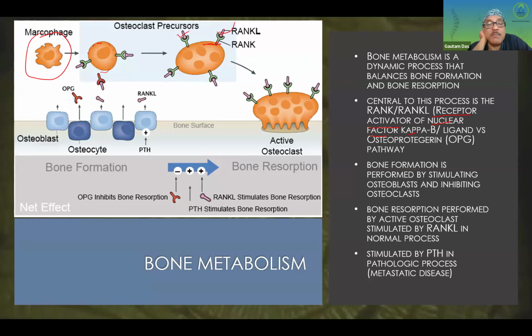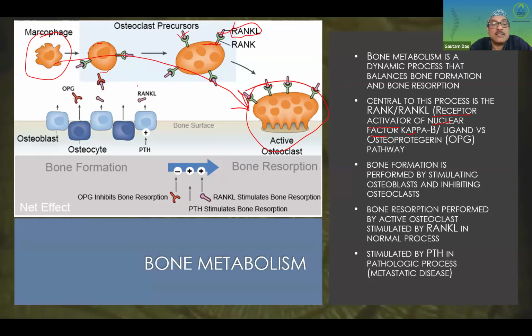And when they are bound by RANKL, then the binding of RANK and RANKL is very crucial to form the active osteoclast. So for the macrophage, the RANK-RANKL binding is very, very important. RANKL is one of the very important ligands, a protein, a peptide that is basically causing the active osteoclast.